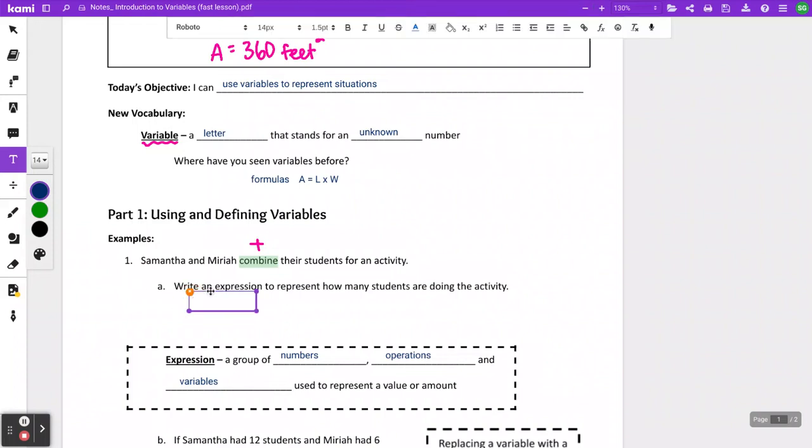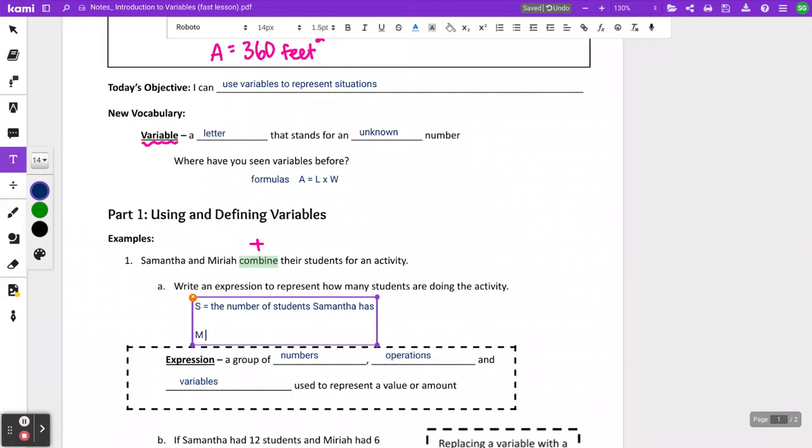For example, I can choose any letter I want. So I'm going to use the letter S to represent the number of students Samantha has. And there's one other variable I need. Guess what my other variable is going to be?